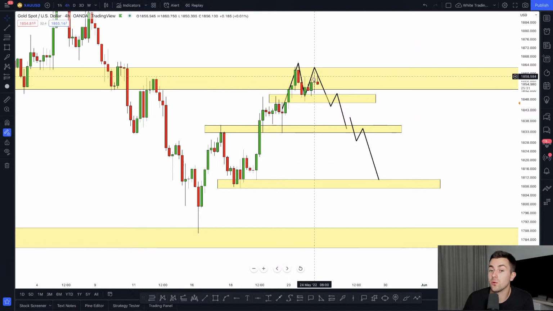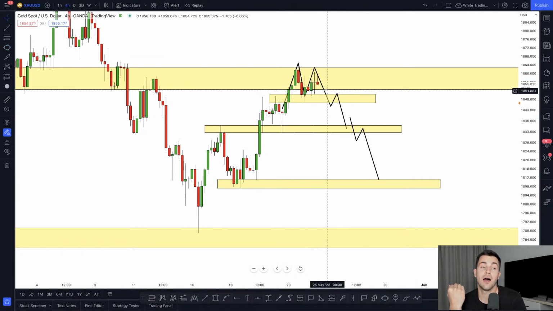Moreover, have you seen this doji candle here on the 4-hour? This doji candle right here looks very peculiar. It looks like, in fact, gold is very overbought at the moment.